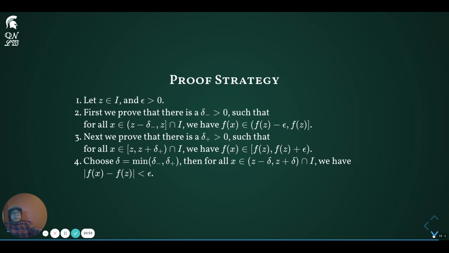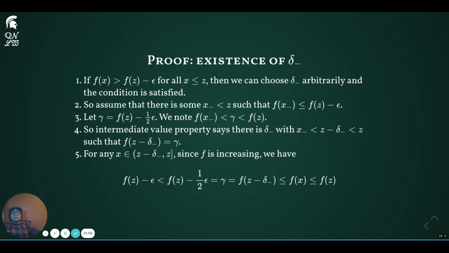We will focus our effort then on finding some delta minus such that if x is less than z but by no more than delta minus, then f(x) is within epsilon of f(z). There are two cases. First, it is possible that we don't need to do any work. It may be the case that for all elements in the domain of f that are less than z, we have that their corresponding outputs are never more than epsilon away from f(z). In this case, we can choose any delta minus and it will satisfy our needs.